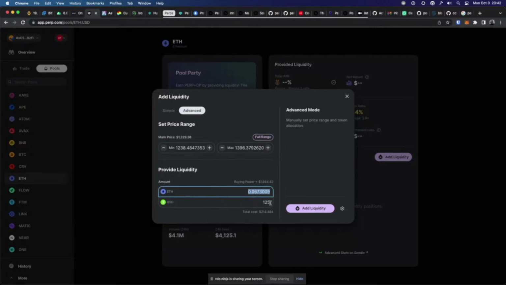So we're going to provide 125 of both. $125 and $125 at the current market value of ETH. And then that's going to set us up a pretty wide range, to simply sit here and collect fees.